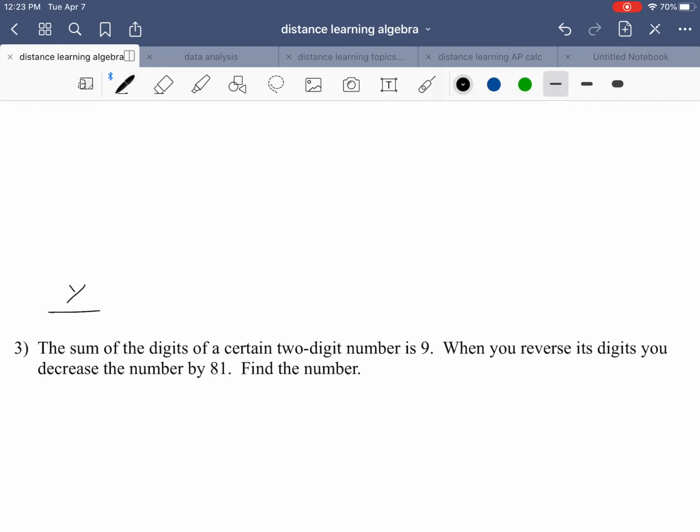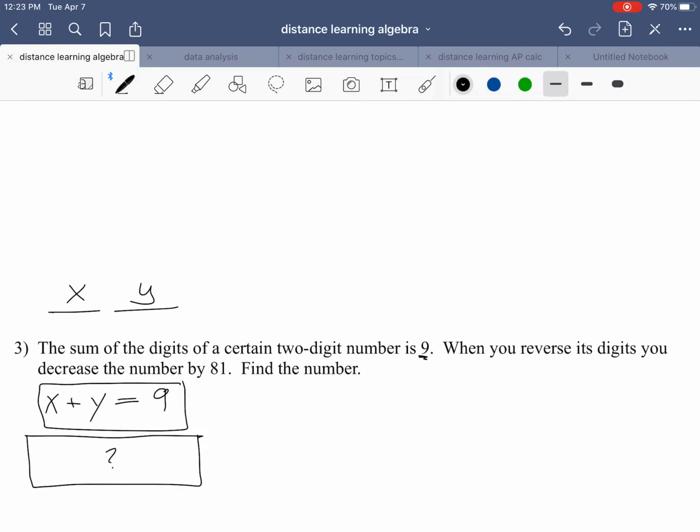So we know that if we had a two-digit number and I put x in the tens place and y in the ones place, they don't necessarily have to be the same. They could be. In this case, they probably aren't because the sum is odd. Okay, but I know now that if I add the x and the y, I'm going to get 9. So I've got one of my two equations. Now I need another.